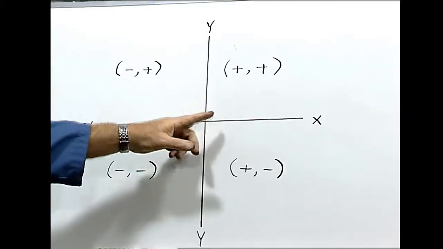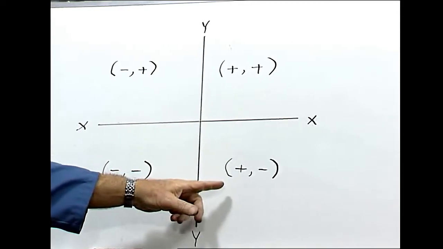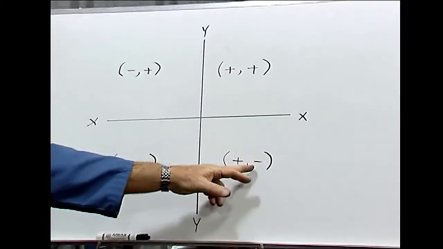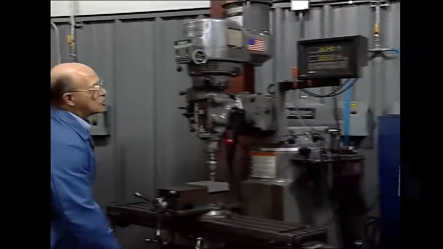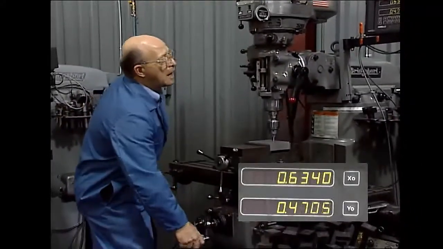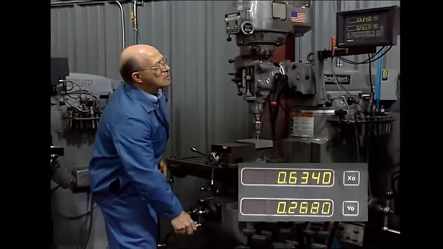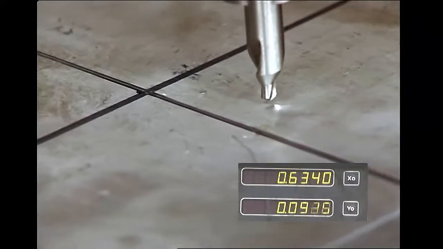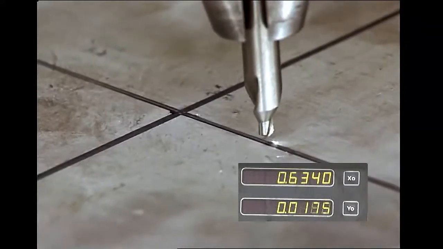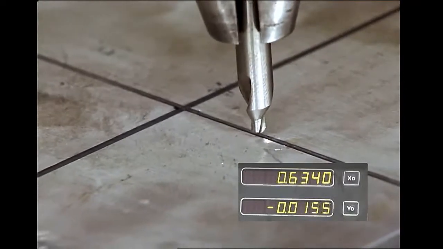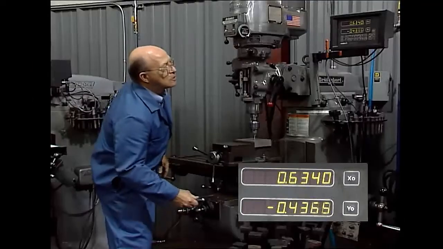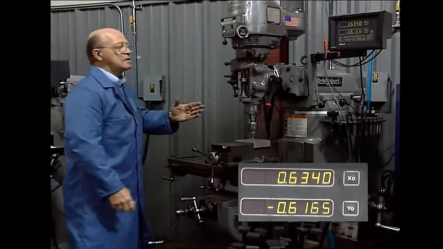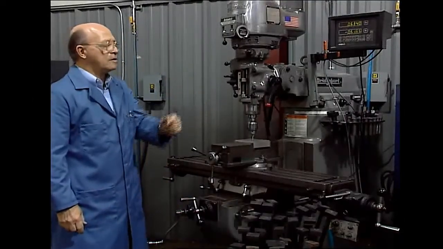Now I'm going to go to the lower right-hand quadrant. Now notice the minus in the y, and I'm going to be turning now in the y direction, and watch the digital readout as it crosses the 0 line, the x-axis. Now notice it's negative. Now we're in the negative. So now we have positive x, negative y.